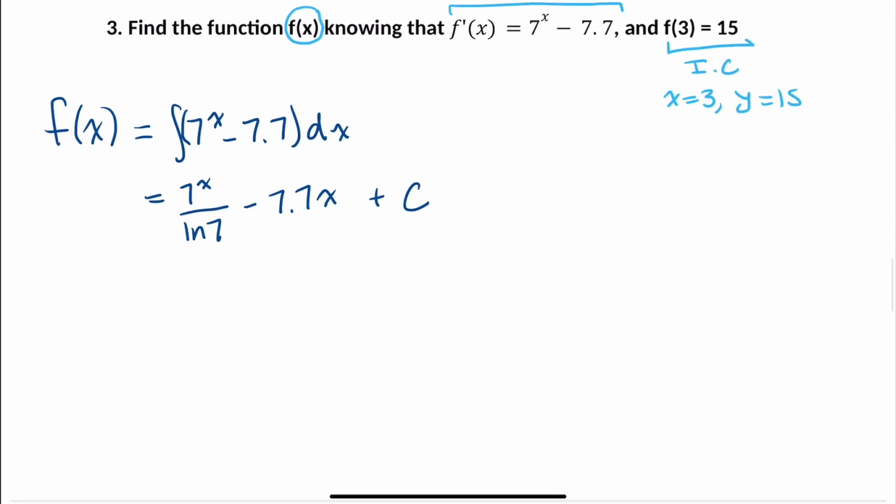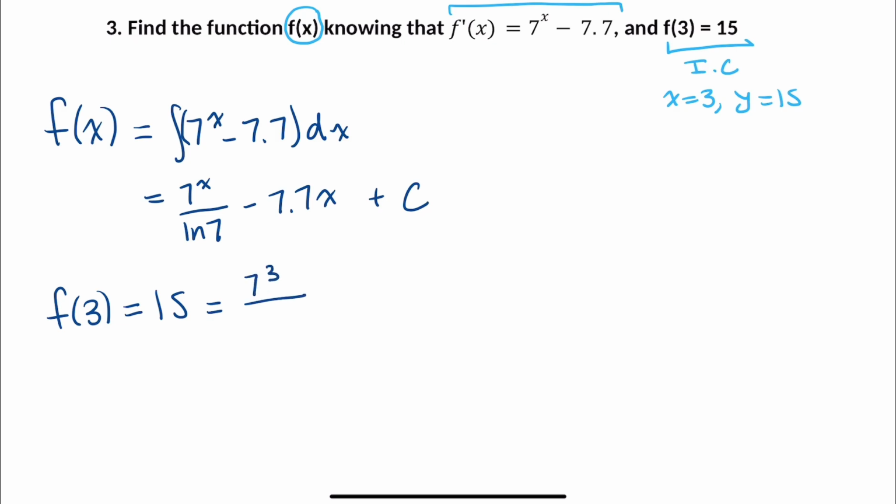And so now we're going to solve for c. So we know that f at 3 is equal to 15, and everywhere we see an x, we're going to plug in 3. So this will be 7 to the power of 3 over ln 7 minus 7.7 times 3 plus c.